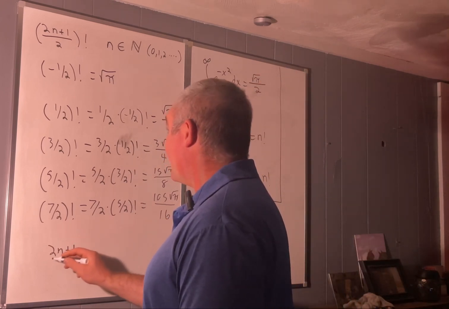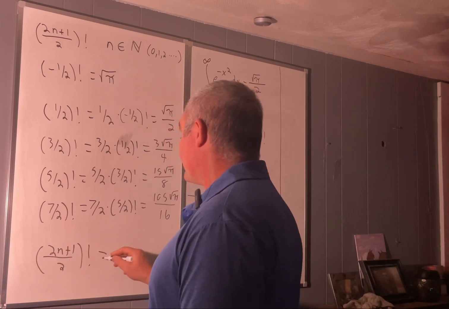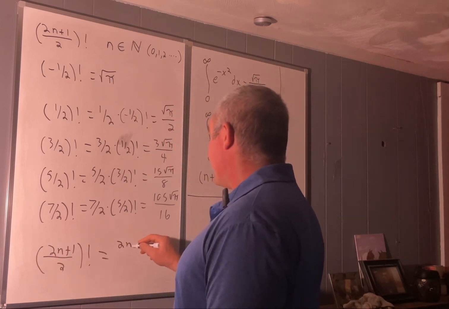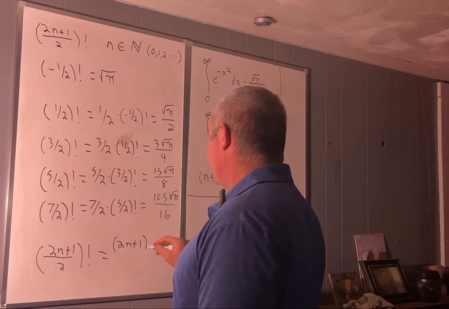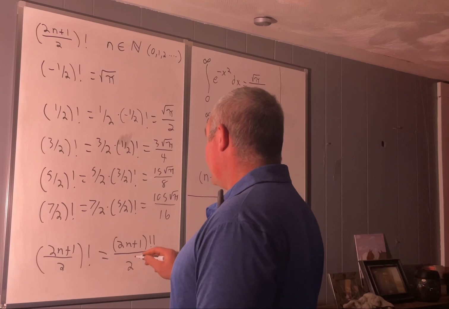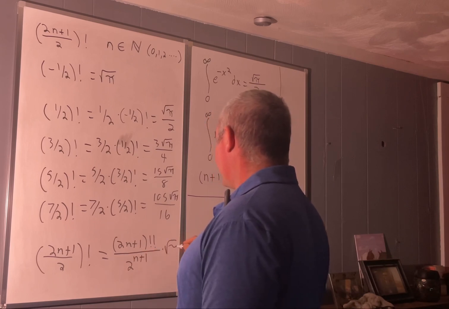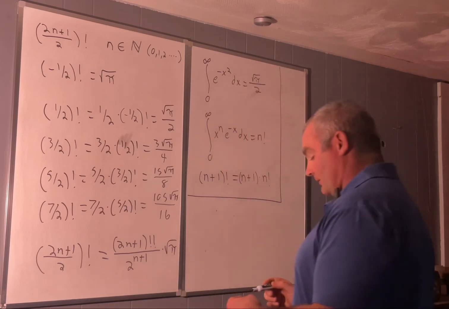And that's good enough to get the pattern that 2n plus 1 over 2 factorial is going to be equal to 2n plus 1 double factorial over 2 to the n plus 1 times the square root of pi. And let's just check that really quick.